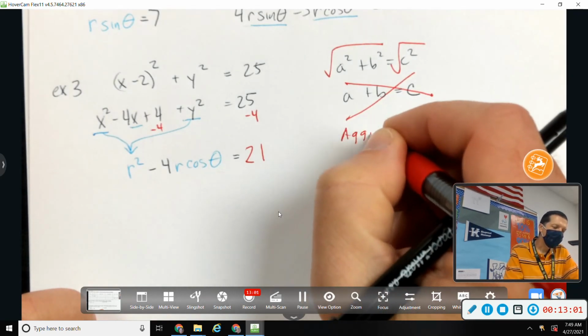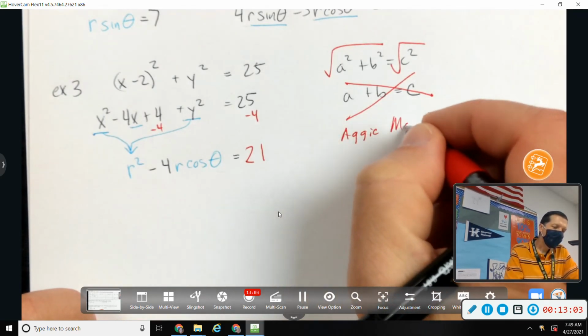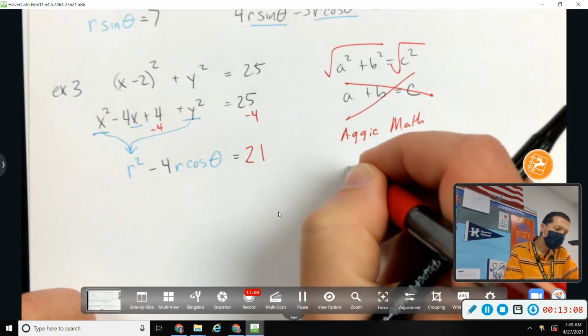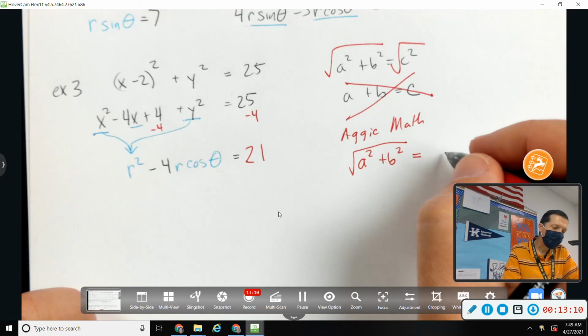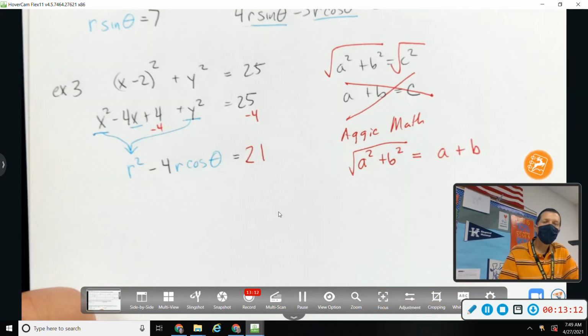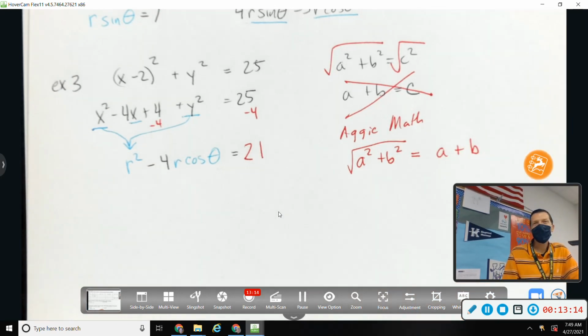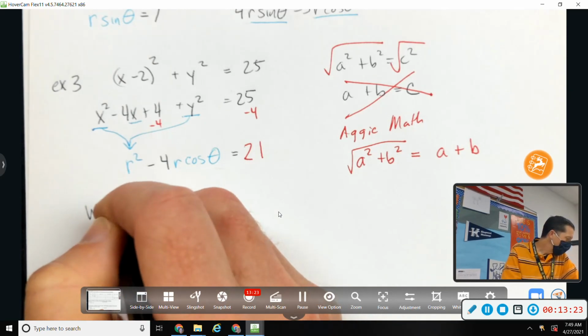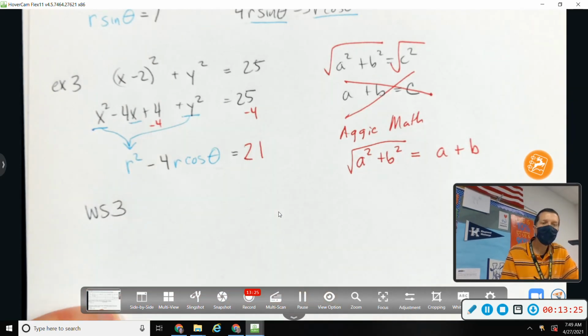My Algebra 2 teacher long ago had a poster with Aggie math things on it, and that was one of them. She was not an Aggie, but that was one of her pet peeves. Square root of a squared plus b squared is not a plus b. So apologies to the Aggies out there. Most of them know better.